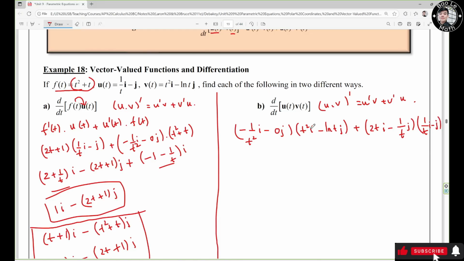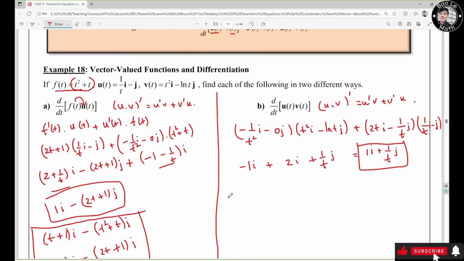Then I'm going to multiply this out. Negative 1 over t squared times t squared is going to be negative 1, so I have negative 1i. Negative 0 times this one is going to be 0, so this is going to be gone. Plus 2t times 1 over t is going to be 2, so 2i. Negative 1 over t times negative 1 is going to be plus 1 over t j. Now I'm going to combine, so it could be 1i plus 1 over t j. This one is the final answer for the first case.